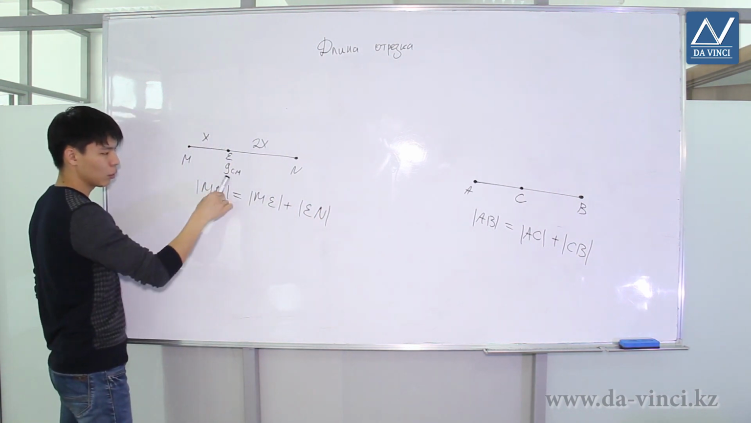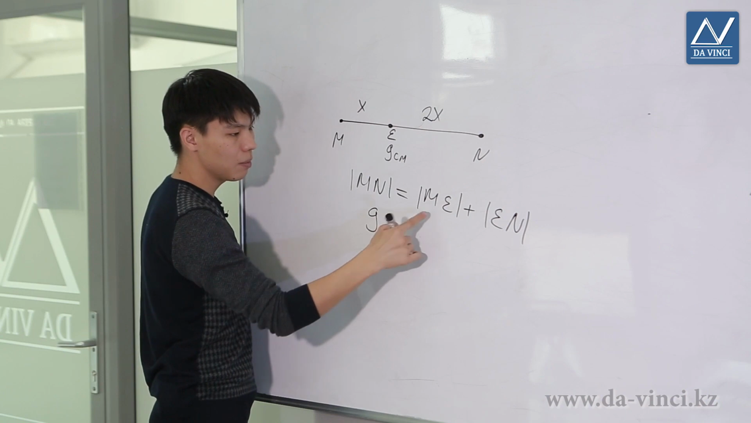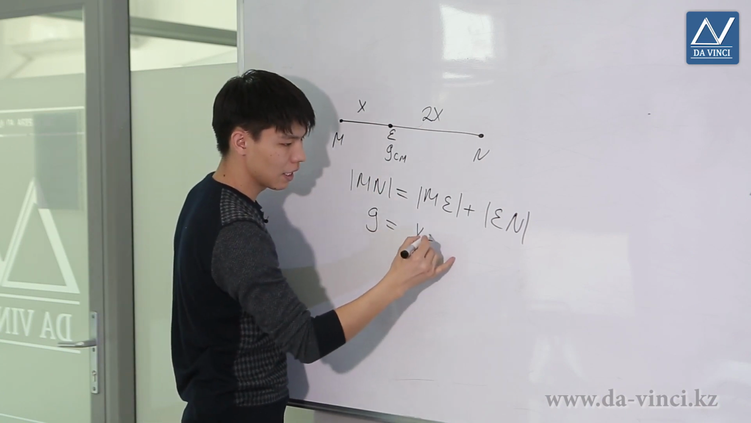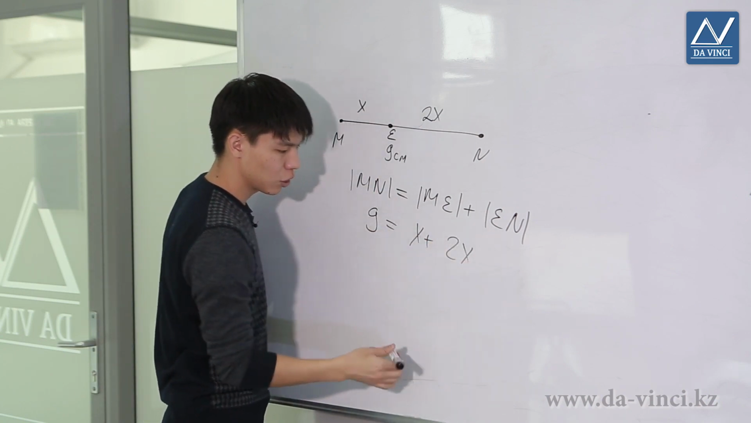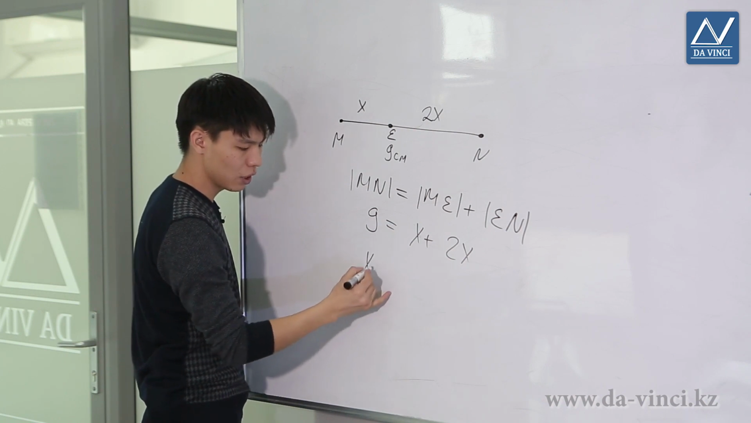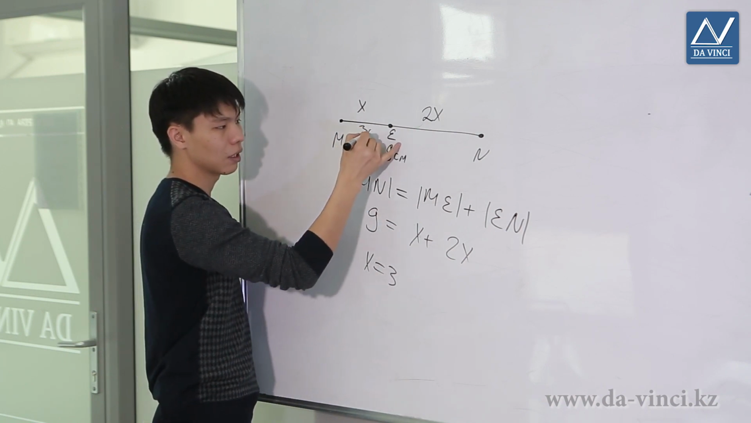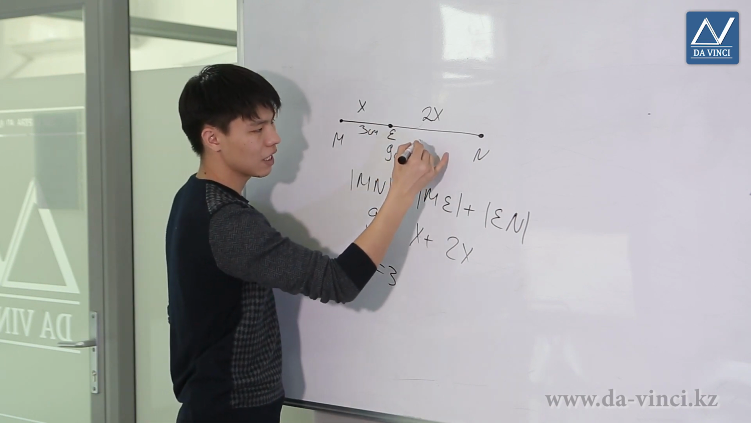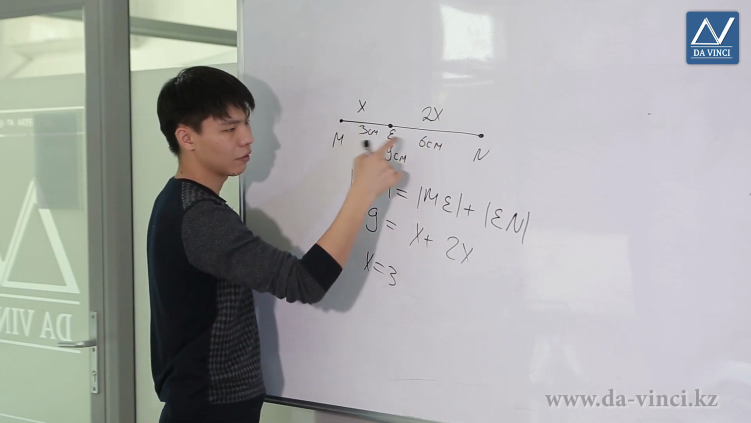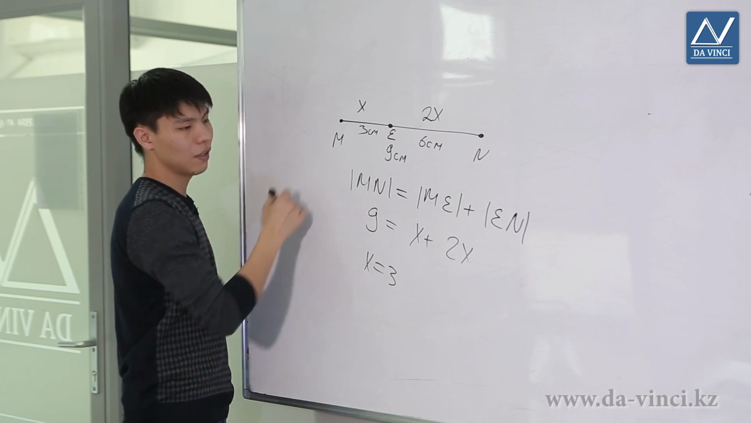Then the length of MN is 9. According to the condition, we denoted ME as x, EN is 2x. We get a simple equation: x + 2x = 9. From here, we find that x equals 3. So the length of segment ME is 3 centimeters. EN is, respectively, 2 times more, 6 centimeters. Therefore, we found these 2 segments.